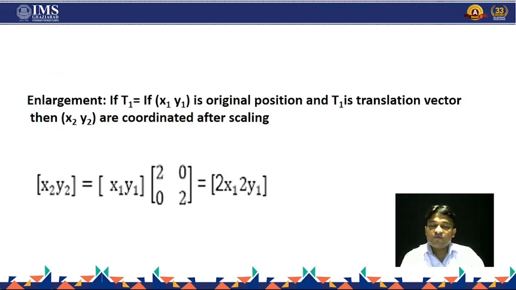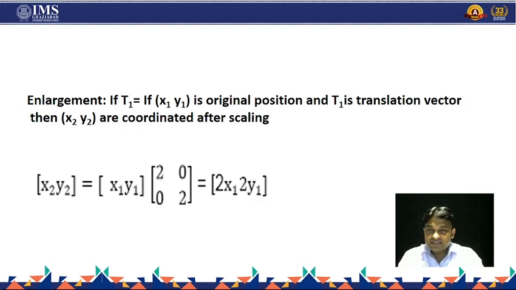Let's say for example, if x1 y1 is the original position, then x2 y2, the new object's coordinate, can be obtained as the old coordinate multiplied by the scaling matrix. We can obtain the new one, that is 2x1 and 2y1.